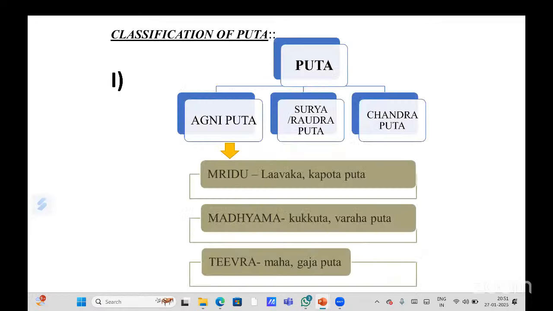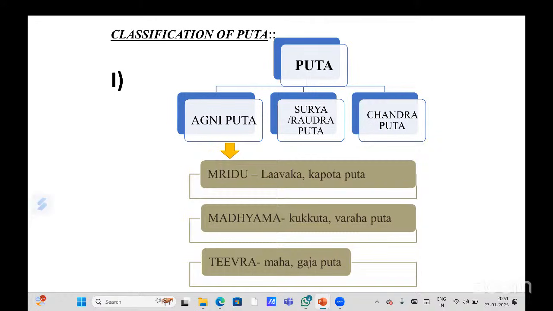Moving to the classification of Puta, Puta has been classified into Agniputa, Suryaputa, Chandraputa. The Agniputa is again divided into Murdu, Madhyama, Lavaka, and Kapota.